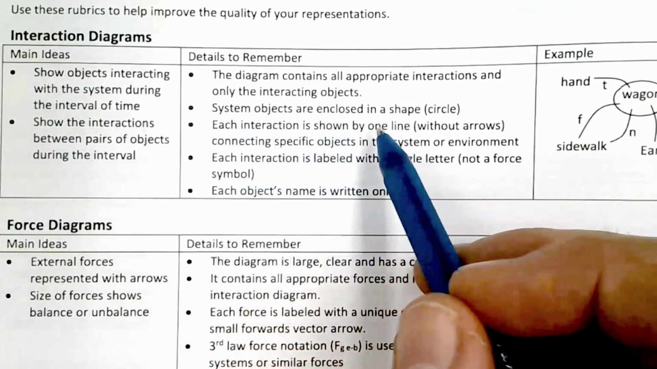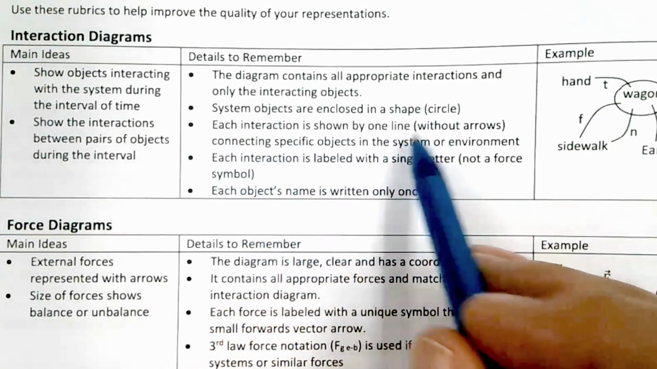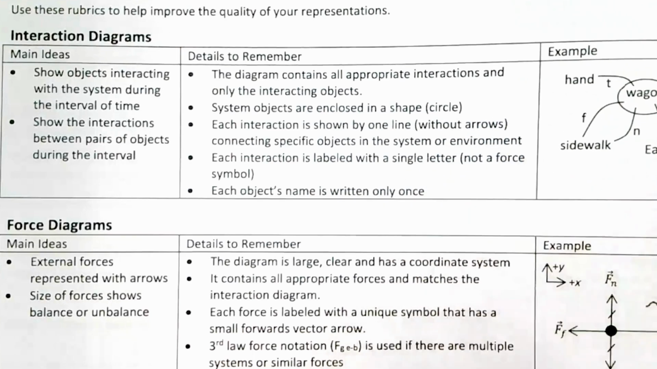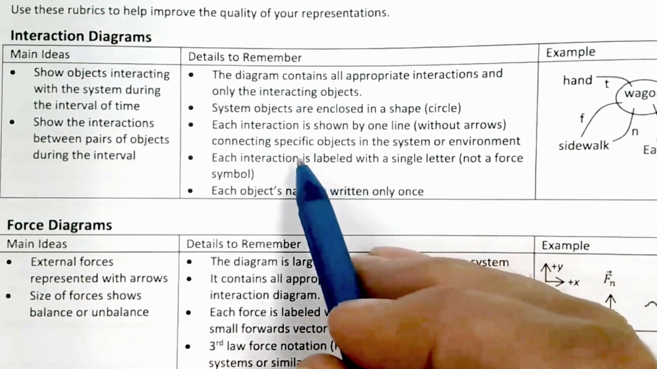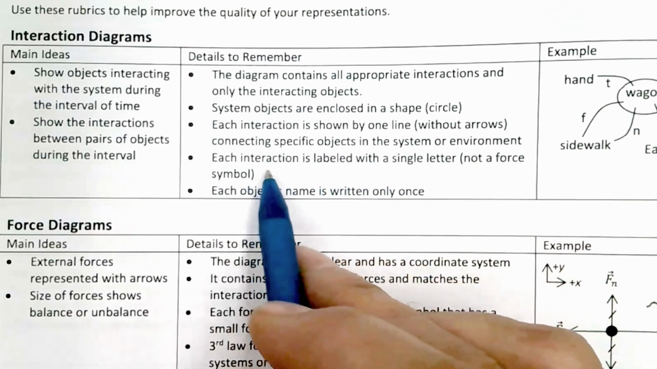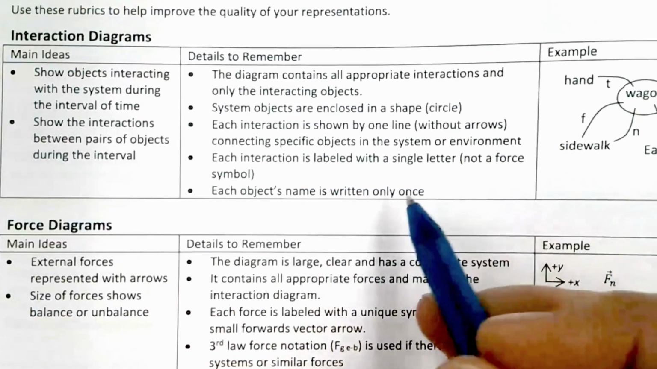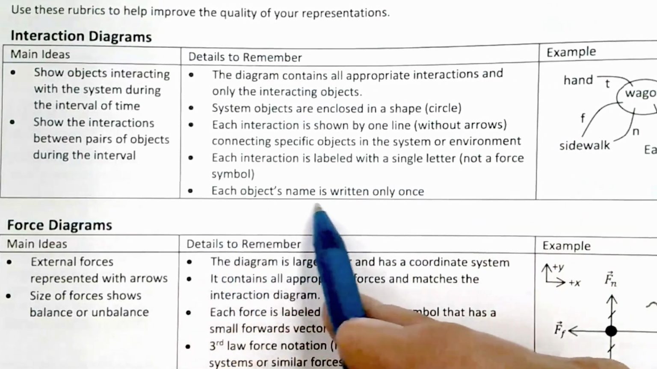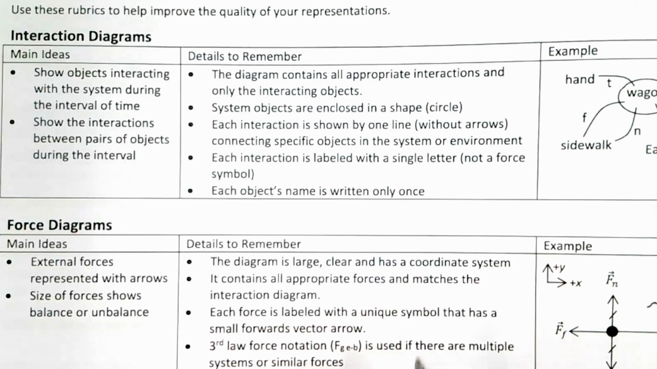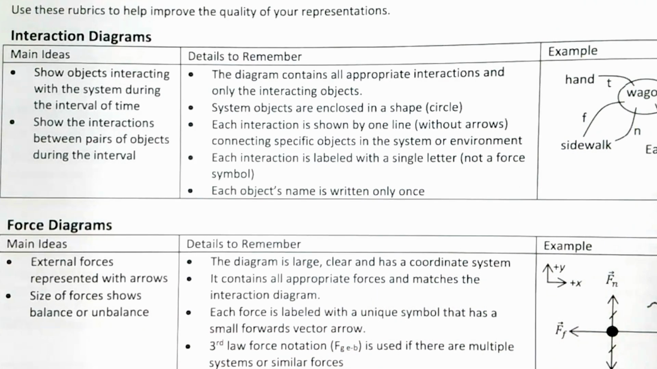The system objects are in the circle. That's our nail. Each interaction is shown by one line, and there are no arrows drawn as part of this. So it's one line connecting the specific objects. So we've done that. Each interaction is labeled with a single letter. So we have the G, the M, and the N. Each object's name is written only once. And our diagram looks similar to these here. So we have done a good interaction diagram, the starting point of all of our force thinking.